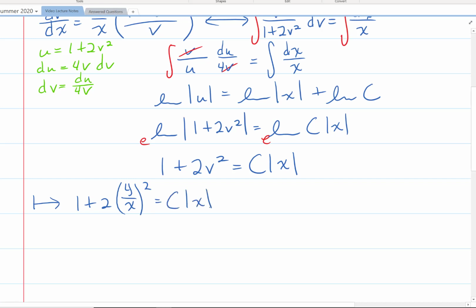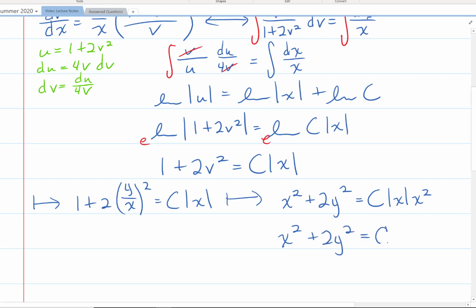There's that. And we can do a few things here, right? Multiply everything by an x squared. Gives us x squared plus 2y squared equals c absolute value of x times x squared, or cx cubed, if we are dealing with just positive x's. Okay, and so there's our implicit solution.